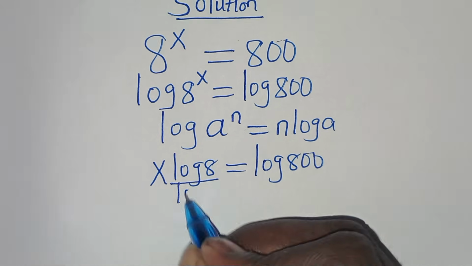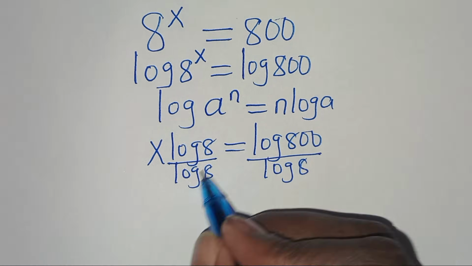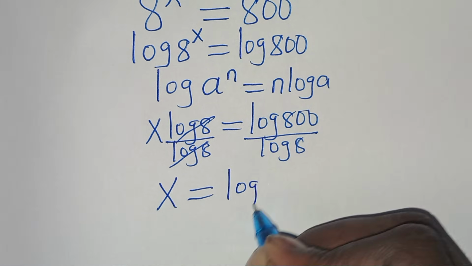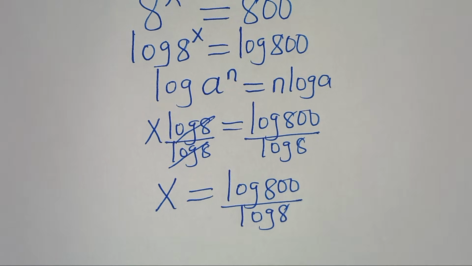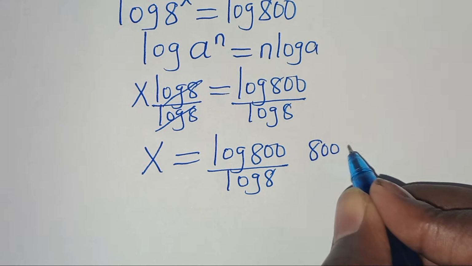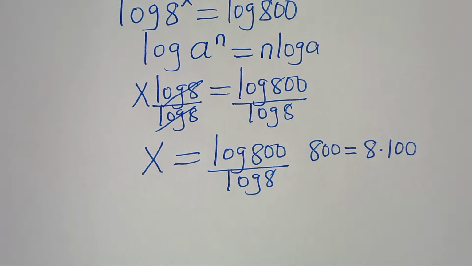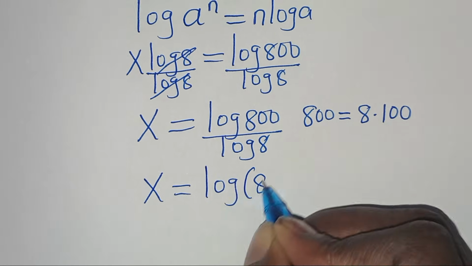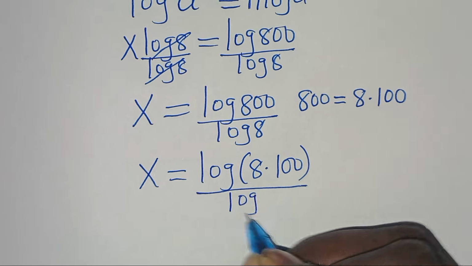So let's divide both sides by log 8. Simplifying log 8 and log 8, we have x equal to log 800 divided by log 8. We can express 800 as 8 multiplied by 100. So x is equal to log of 8 multiplied by 100, everything divided by log 8.